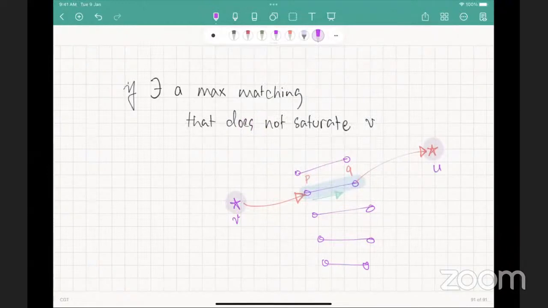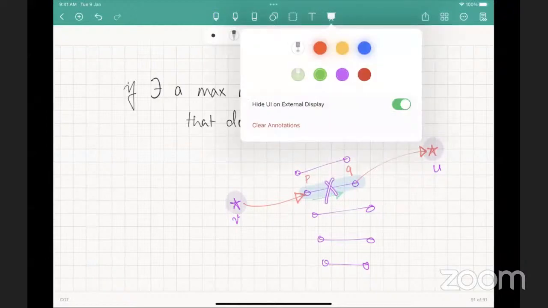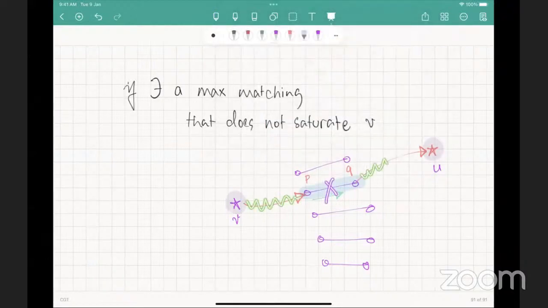But as is hopefully visible here, this contradicts the fact that the purple matching was a maximum sized matching, because you can basically knock out this edge here in the middle and replace it with these two edges. And now, in fact, you get a strictly bigger matching, right? And therefore, you contradict the assumption that the purple matching that we started with was a maximum matching.